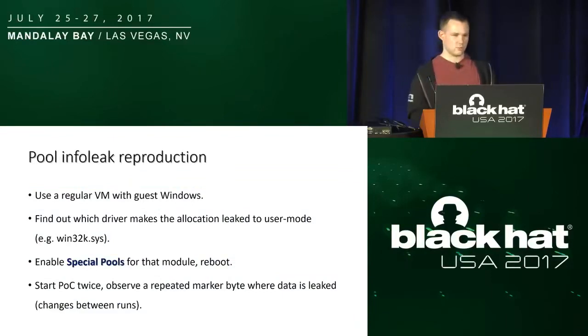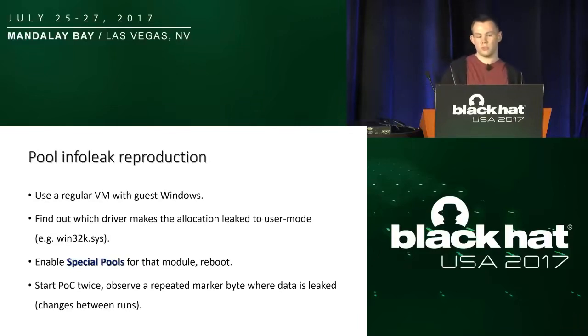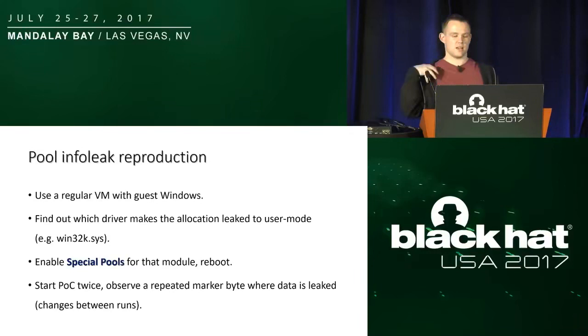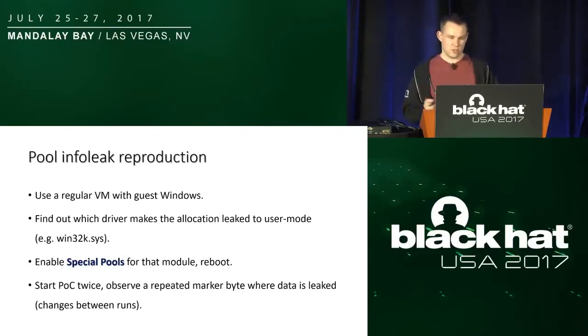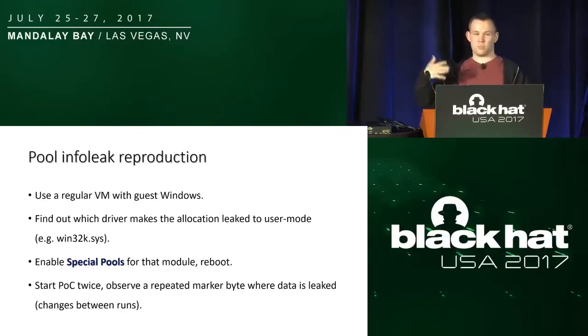And this is another important problem that we have to look into. In order to reproduce the pool info leaks, I used a regular VM to make sure that this bug is not specific to Bochs, but also appears in a normal environment. I found out which driver was making the allocation that is being leaked to user mode, and I already had this information from the metadata. I enabled special pools for that module, rebooted the system, and then started the POC twice. And then I could observe a repeated marker byte at the offsets where the data was leaked.